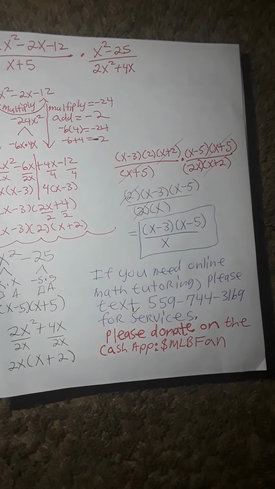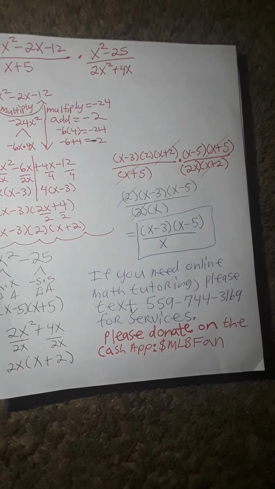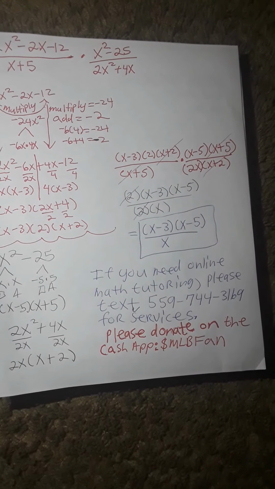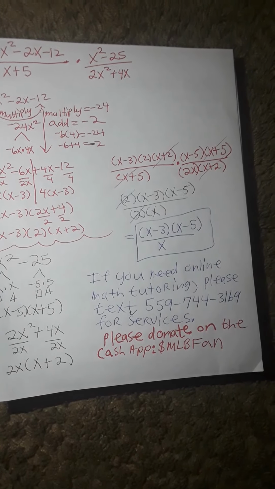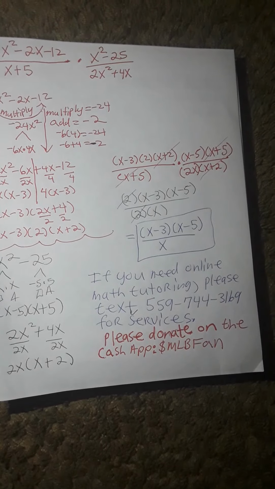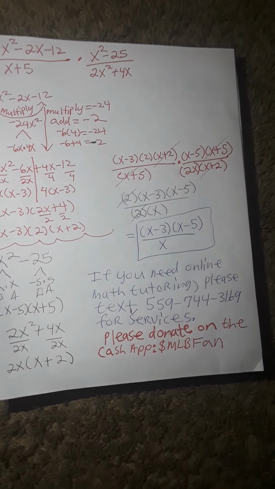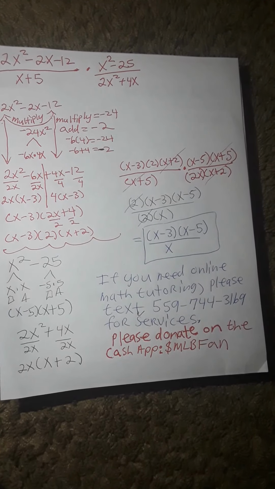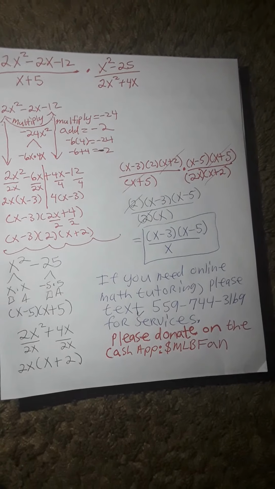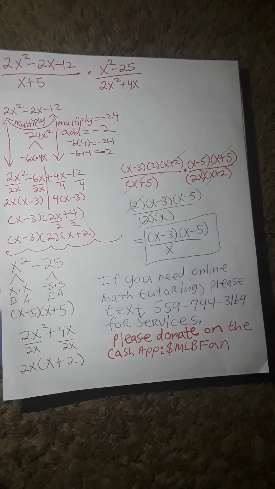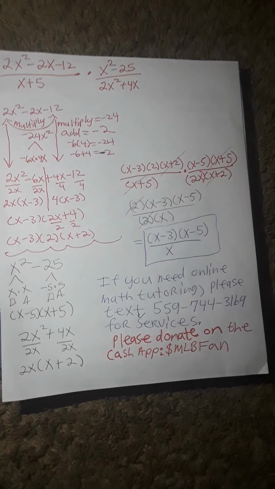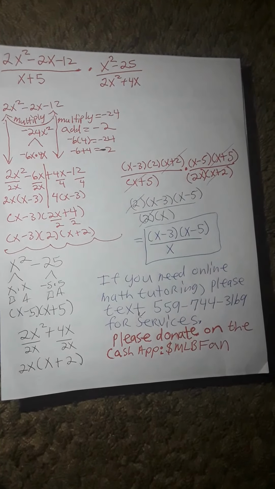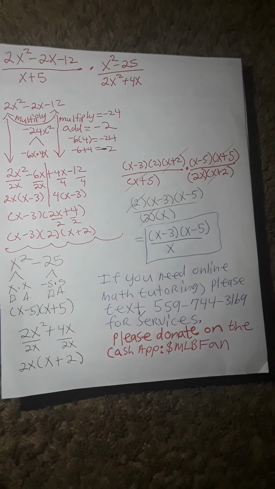X plus 5 cancels out because that factor appears on the top and bottom. Now the 2 will cancel out because 2x is the same thing as saying 2 times x. So 2 will cancel out, and so the remaining factors are x minus 3 times x plus 5 divided by x. That is your simplified solution in factoring form.